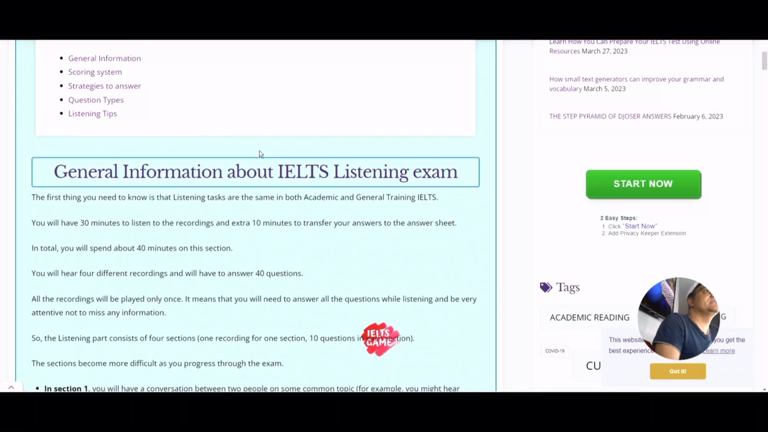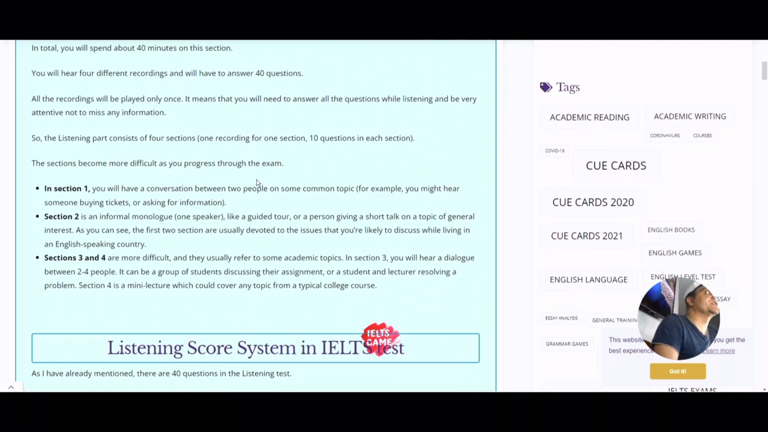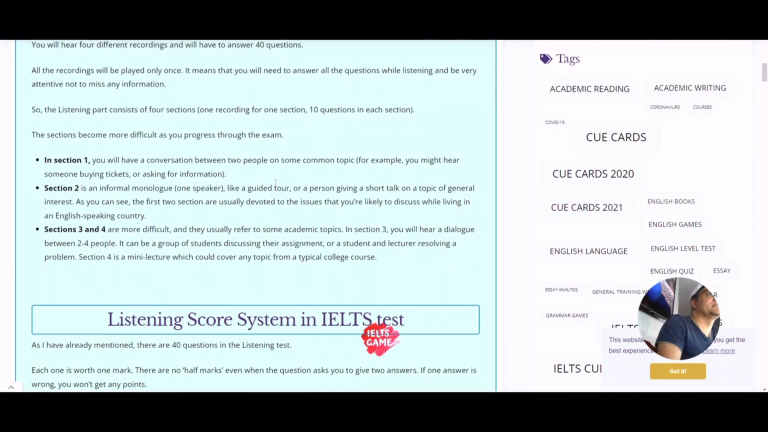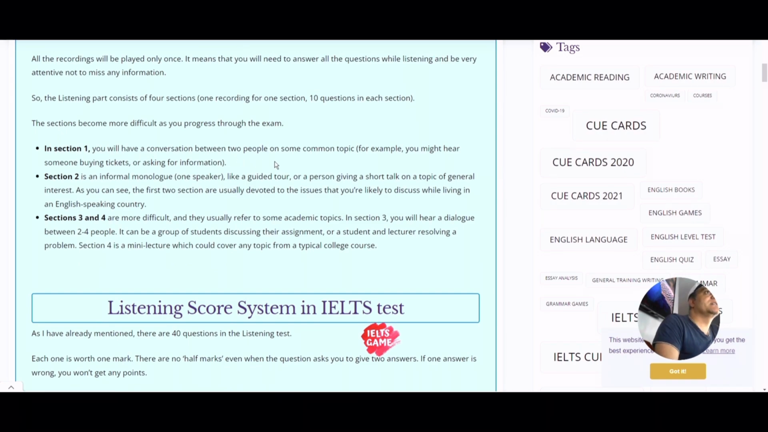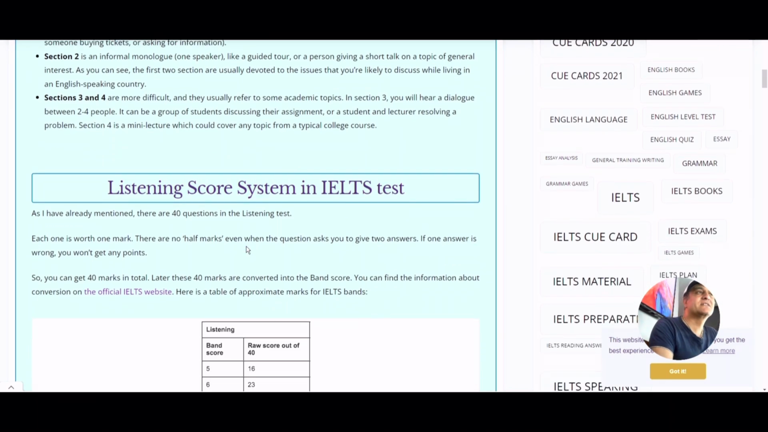As you can see, the listening test in IELTS consists of 4 sections, as you can see on the screen. Section 1 is a conversation between 2 persons. Section 2 is an informal monologue, a person giving you a short talk about a topic in general. Sections 3 and 4 are more difficult. It's usually like you hear a dialogue between 2 to 4 people. That's why they are a little bit different.